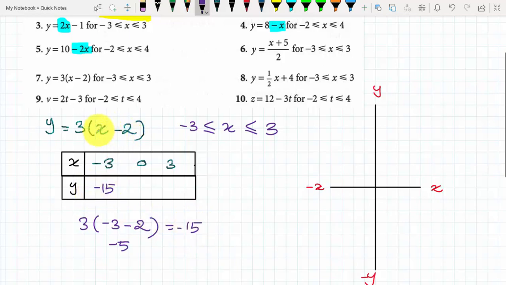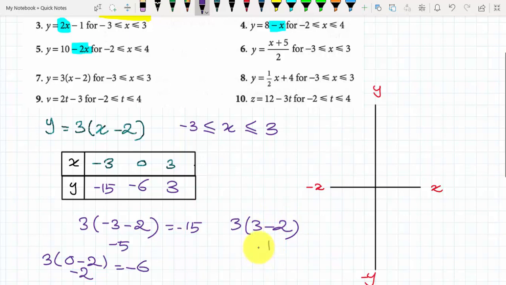If we put 0 in place of this x, we will have something like this: 3 times 0 minus 2. 0 minus 2 is negative 2. 3 times negative 2 is negative 6. If we put 3 in place of this x, 3 minus 2 is 1. 1 times 3 is just 3.